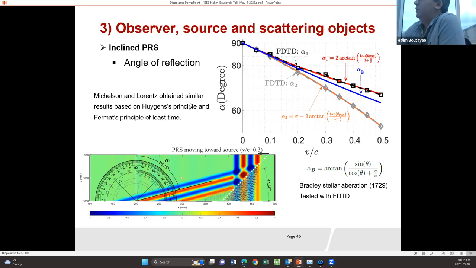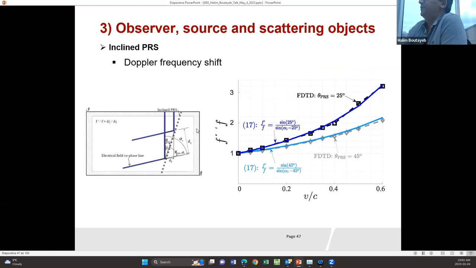About alpha one and alpha two, Michelson and Lorentz obtained similar results, using Huygens principle and Fermat principle of that time. For the moving inclined PRS, we derive this formula of the Doppler effect, and here we show four different angles, and it fits very well with the FDTD. And the formula can be obtained easily and rapidly, as we can see.